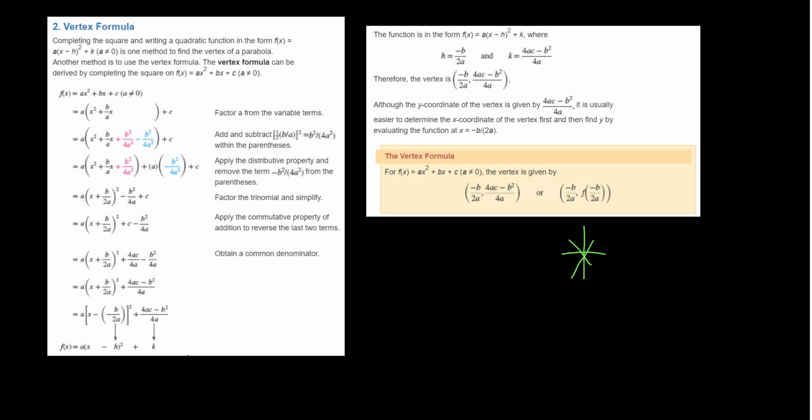Now the formula is negative b over 2a. I don't think that is hard to memorize. I think it's just one of those things you look at, and you can commit it to memory pretty quickly. But it's negative b over 2a.